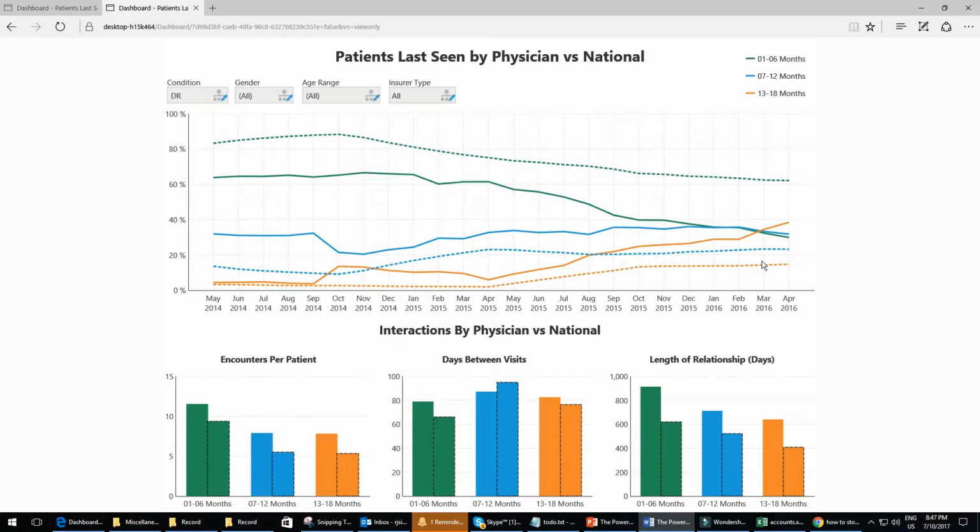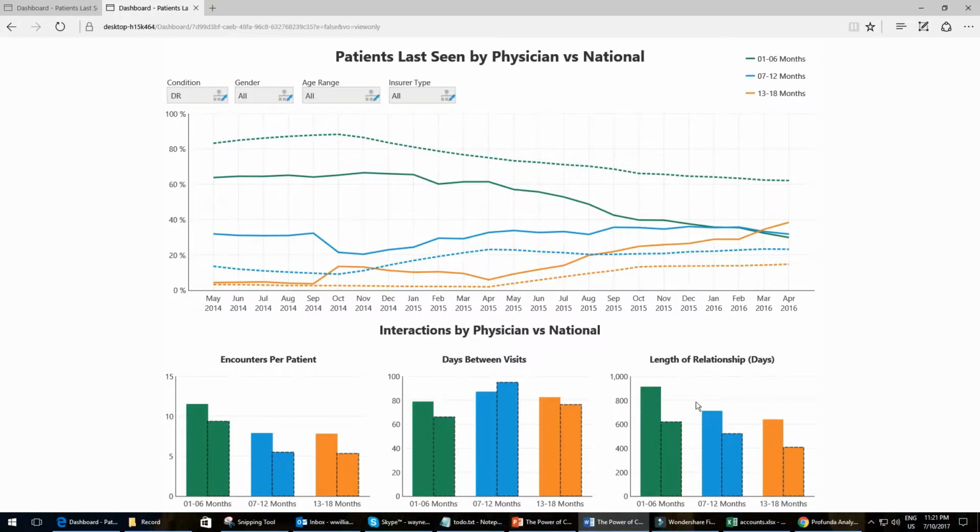This concludes the child's play portion of comparison features in this demo. Now we're going to employ far more sophisticated comparison techniques to figure out exactly what is going wrong with DR patients. To do that, we're going to turn our attention to these lower graphs here.